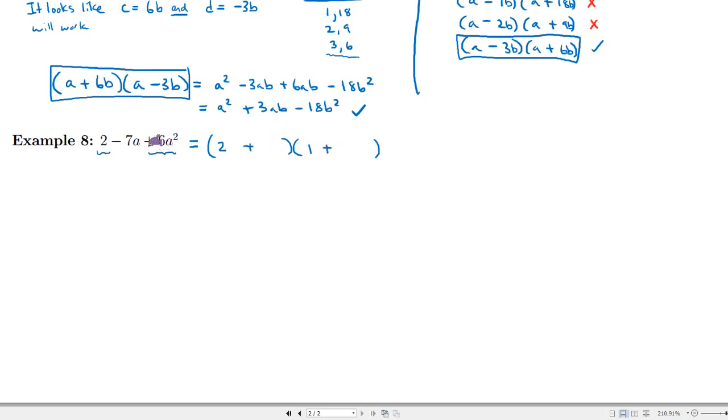I guess you could theoretically have both as negative. And since the middle term is a negative, we're going to have to investigate that possibility. Both of them are going to, in the end, have to be negative for that to work, right? So these will both have to actually be negatives.